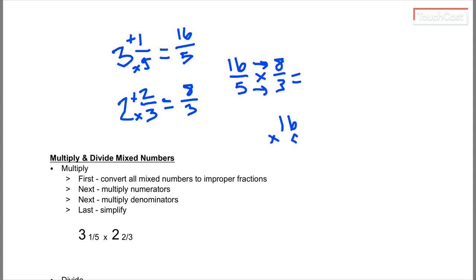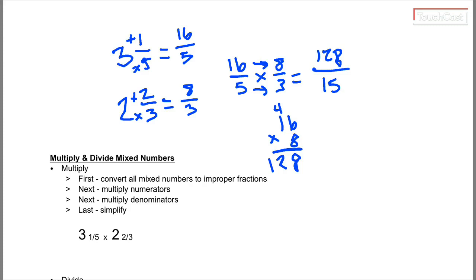16 times 8 is, we get 6 times 8 is 48, carry the 4, 8 times 1 is 8, plus 4 gives us 12. So we wind up with 128 over 15. Let's fix that 8 real quick.